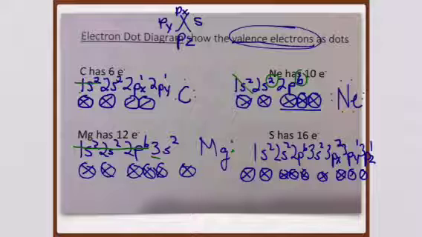And last but not least, our electron dot. Again, we're not going to look at any of that right there. Only what's in the 3rd energy level, because those are the valence electrons, the outermost electrons. 1, 2, 3, 4, 5, 6. And so there you go. There's the electron dot for sulfur.